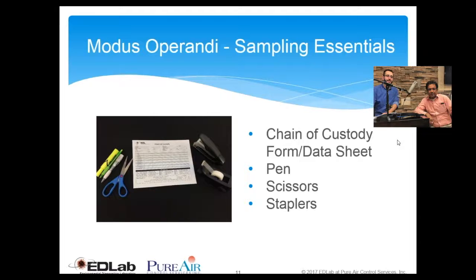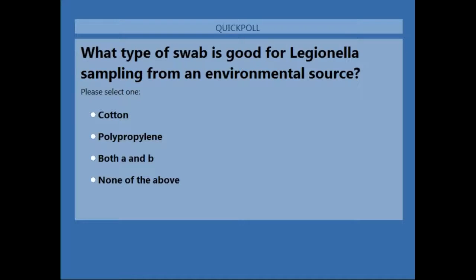Okay, and with that, we're going to go ahead on to our second question. Give everyone about 25 seconds to go ahead and answer it. Question saying, what type of swab is good for Legionella sampling from an environmental source? The options are cotton, polypropylene, both A and B, or none of the above. Everyone about another 10 seconds or so. Okay, I'm going to go ahead and close the question.